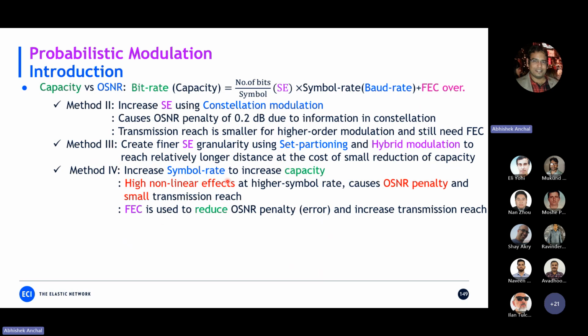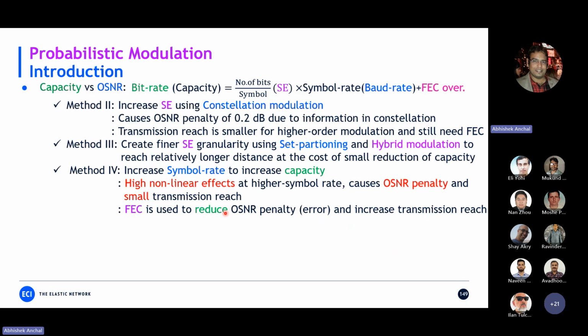Another method is to just increase the symbol rate. If you increase the symbol rate or baud rate, your bit rate and overall capacity will increase. But once you increase the symbol rate, the effect of nonlinearity will be higher at the higher symbol rate. So again, the OSNR penalty will play. Even if you go to a higher baud rate, the OSNR penalty will be higher, so transmission distance is limited. So again, we use FEC to overcome this OSNR penalty or reduce the OSNR threshold to increase the transmission distance. And once you use FEC, we end up reducing the information carrying capacity a little bit, not too much, but a bit.